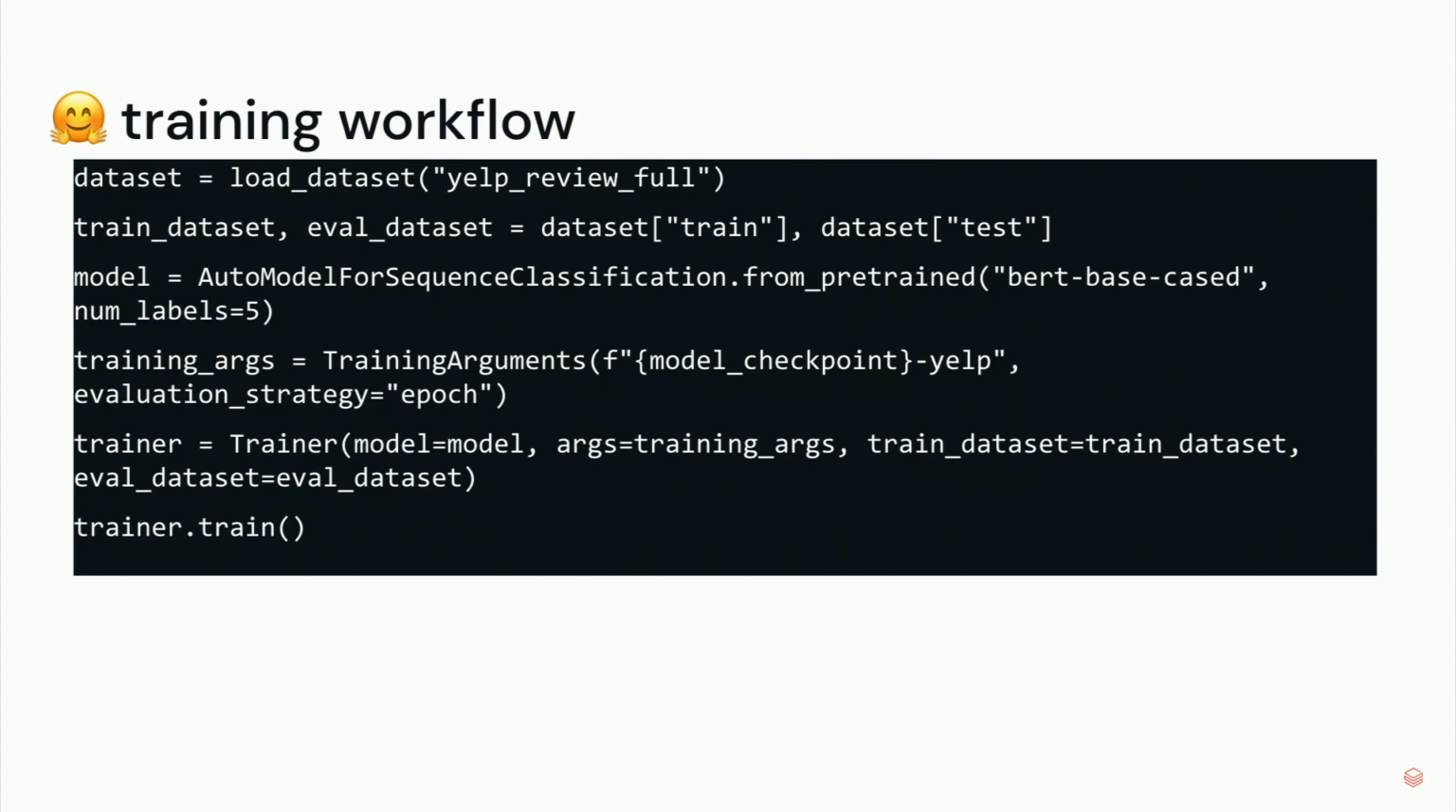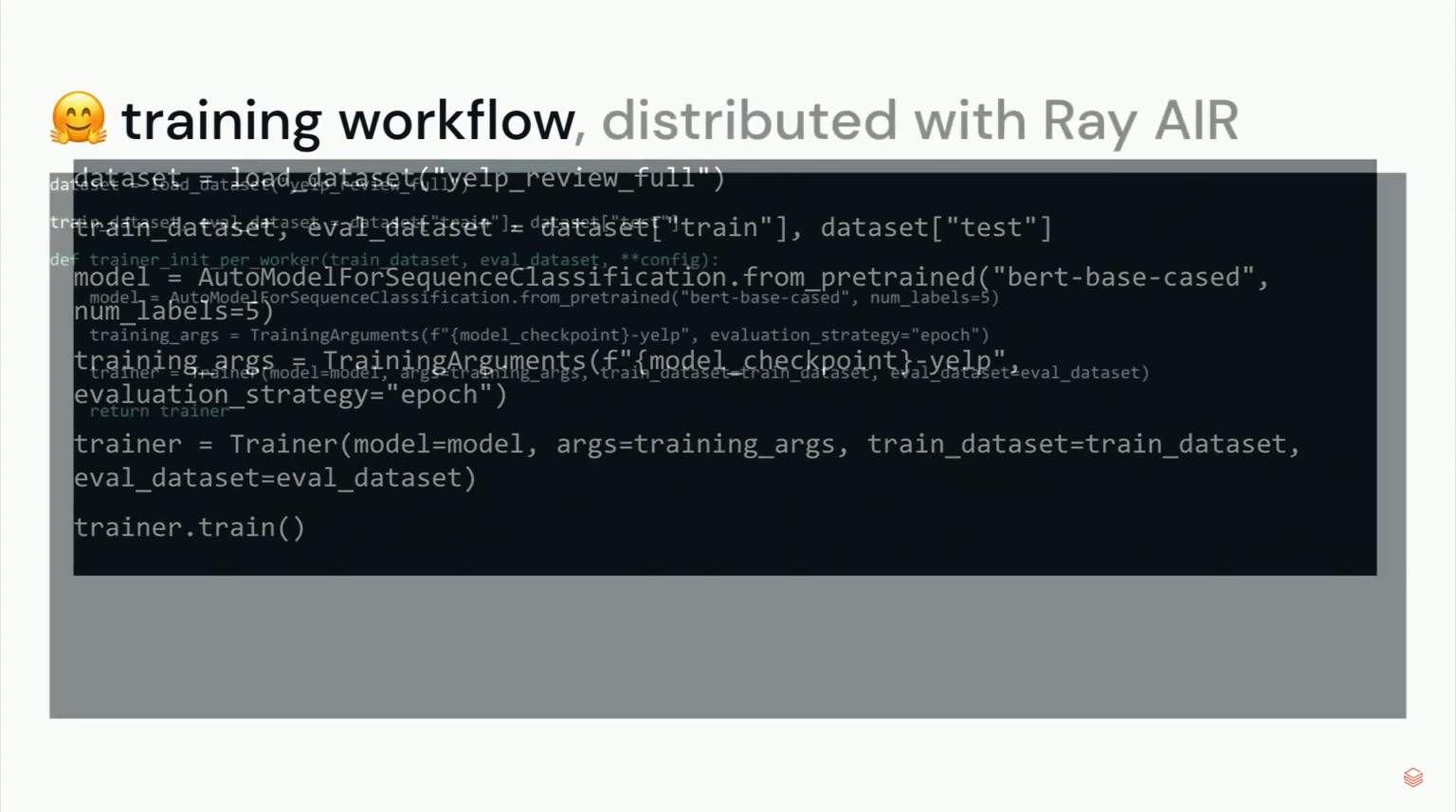So this is the Hugging Face Transformers training workflow that Jules showed before. We take the Hugging Face data set, we take the model from the Hugging Face hub, we specify the training arguments, we specify the Hugging Face Transformers trainer, and we call .train. So how would we change this code to run with Ray AI?